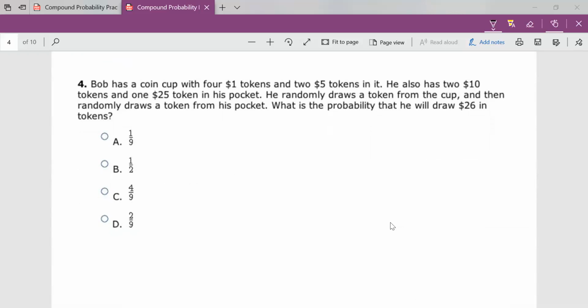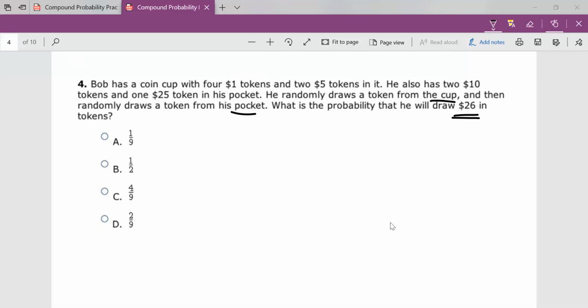Okay, in number 4, we see Bob has a coin cup and it has 4 $1 tokens, 2 $5 tokens in it. He also has 2 $10 tokens and 1 $25 token in his pocket. He randomly draws a token from the cup and then randomly draws a token from his pocket. So they're independent events, the first one being from the cup, the second one being from his pocket. What's the probability that he draws $26 in tokens?